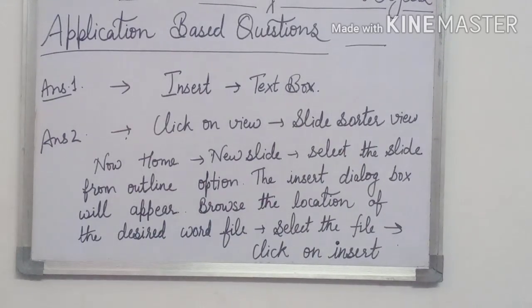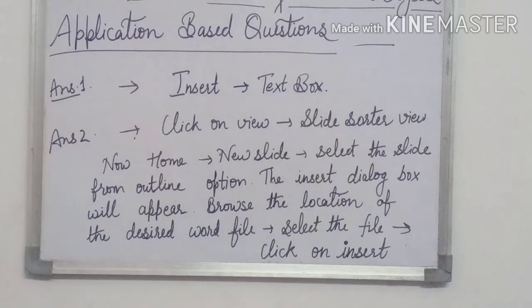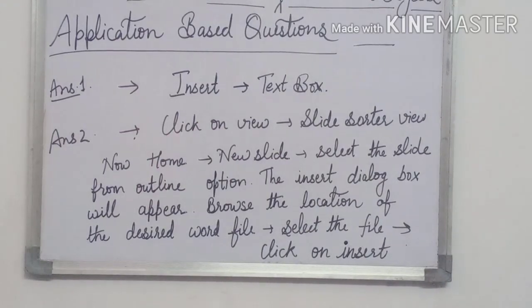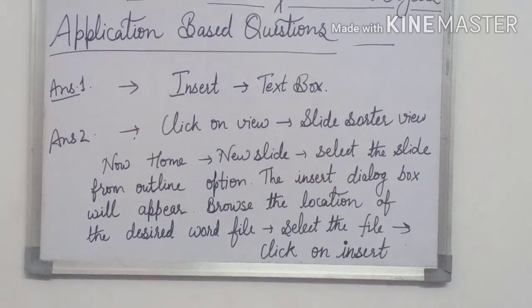So we have done in the last topic of this chapter, in our practical session, how we can import the data from Word. So here we have to write down that sequence. Firstly, you will click on the view button. The same as you did in the practical, you have to write in a sequence here. Click on view button, then slide sorter view will come. Now go to the home button, click on the new slide, select slides from outline option. At the very last, when you click on new slide, the last option is select slides from the outline option, then you will select it.